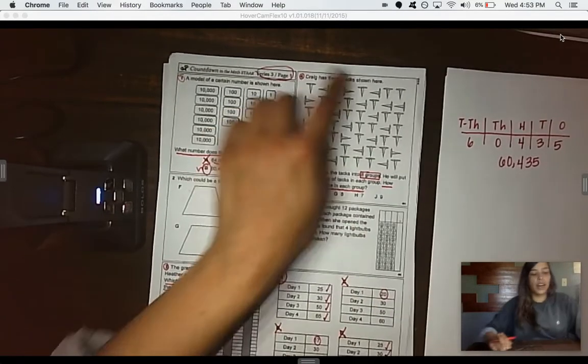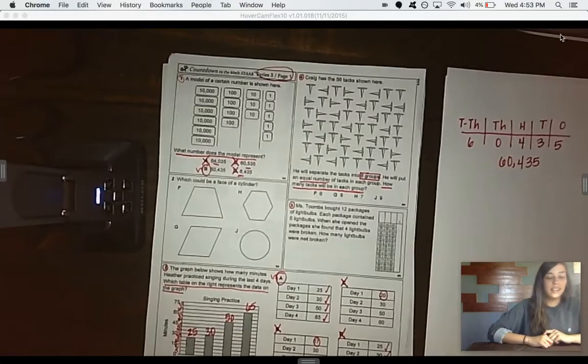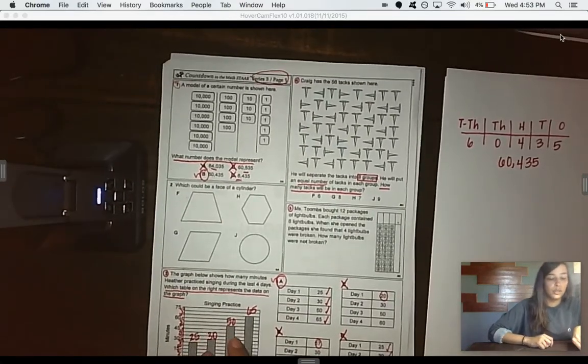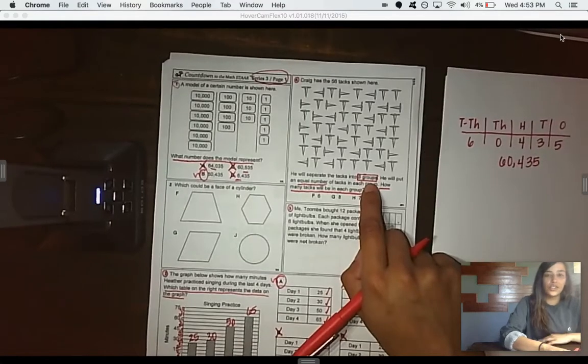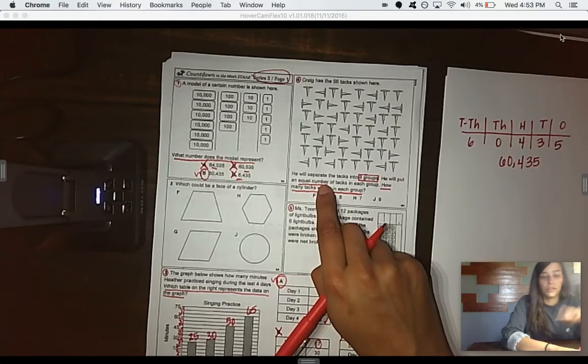Okay, so we know Craig has a total of 56 tacks. He's going to separate his 56 tacks into groups of 8, and in each group there's going to be an equal number. Anytime in a word problem we see the words equal number, we're either going to be multiplying or dividing, because multiplying is repeated addition and dividing is repeated subtraction.